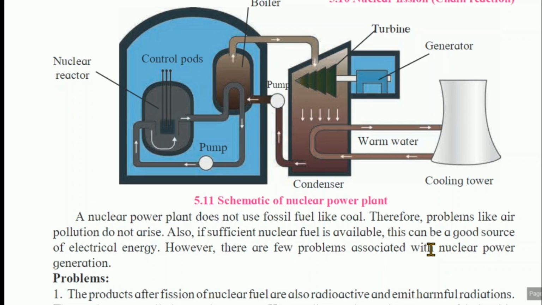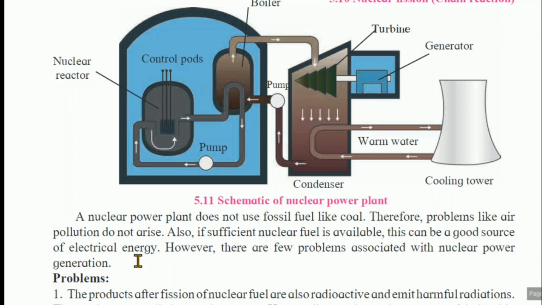We can say here the benefits or advantages of a nuclear power plant. Certain advantages are there. We do not use any fossil fuels like coal here, therefore burning of fossil fuels does not occur, and due to that air pollution does not occur. And nuclear fuel is available in sufficient amount. This can be a good source of electrical energy.